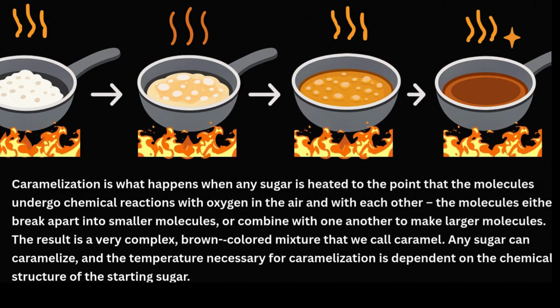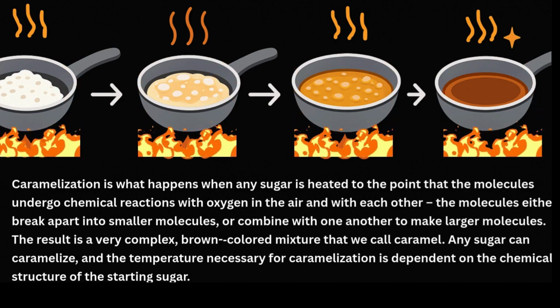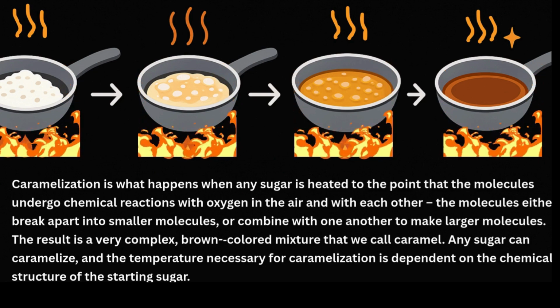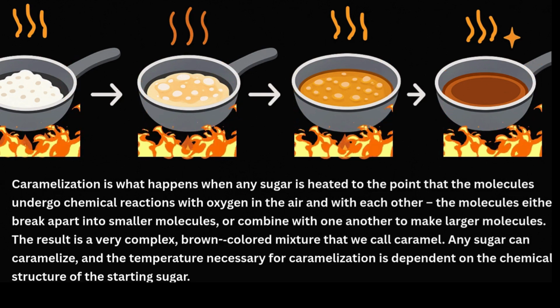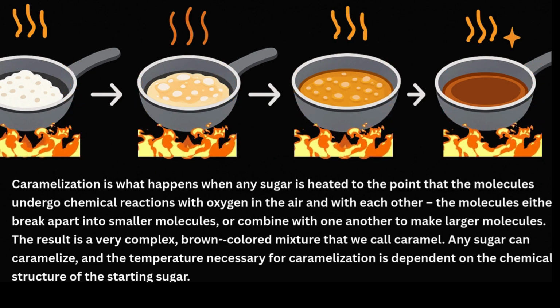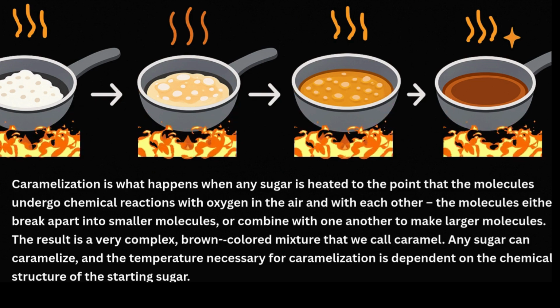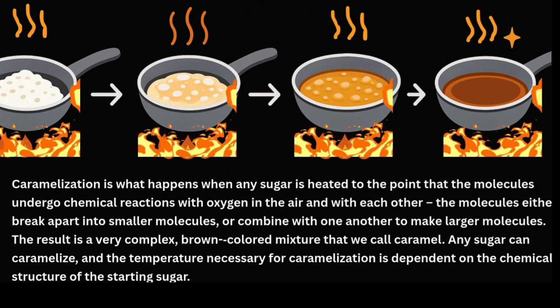Caramelization happens when sugar is heated until its molecules start reacting with oxygen in the air and with each other. Some molecules break into smaller ones, while others join together to form larger compounds. The result is a complex, brown-colored mixture that we simply call caramel. Interestingly, any sugar can caramelize, but the exact temperature depends on the chemical structure of that sugar.